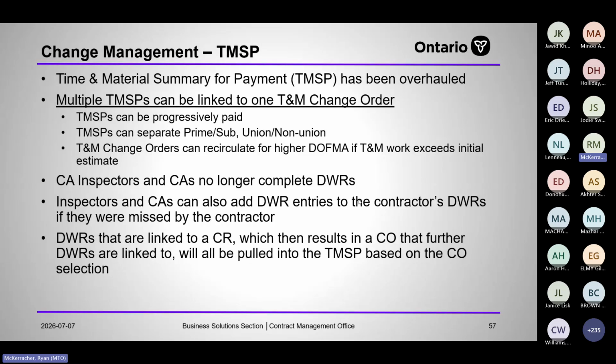Just have the contractor run a TMSP every once in a while to aggregate all the information and learn what financial status your change order is at based on the daily work records. It'll aggregate everything for you and tell you through the TMSP how much you've accrued against that change order.